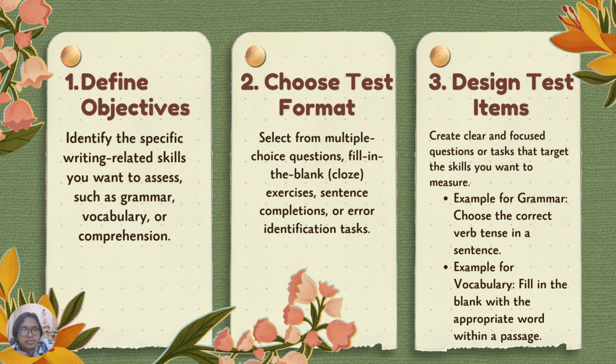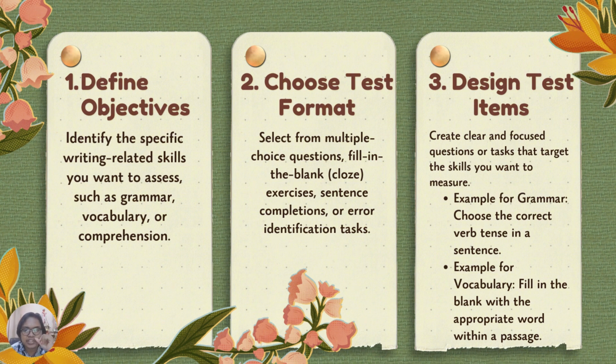Number one is we have to define the objectives. Identify the specific writing related skills you want to assess, such as grammar, vocabulary, or comprehension. Number two is choose the test format. Select from multiple choice questions, fill in the blanks or the cloze test, like I mentioned earlier, sentence completions, or error identification tasks.